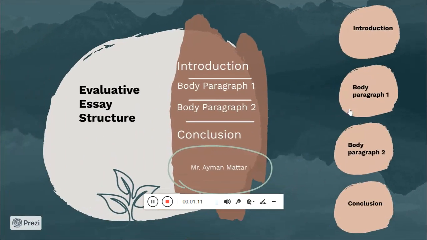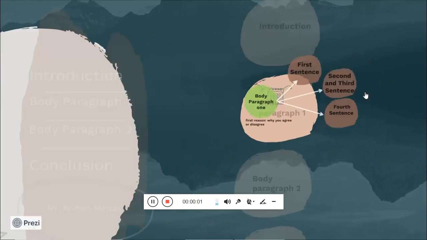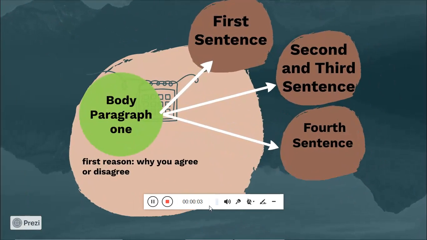Let's move on to body paragraph 1. In body paragraph 1, you have to write the first reason or the first point that supports your opinion. Body paragraph 1, first reason why you agree or disagree. It contains about 4 sentences.